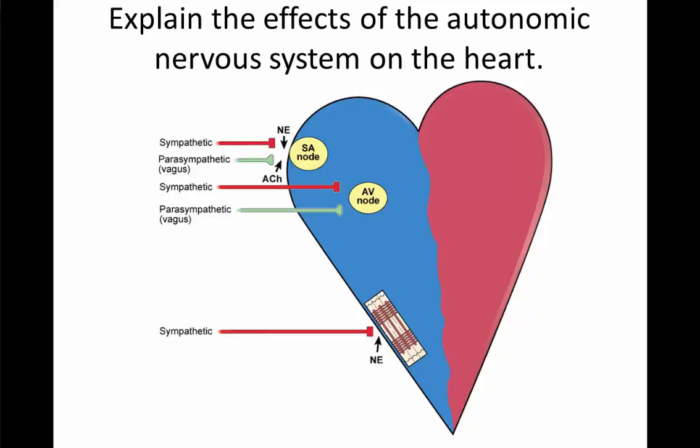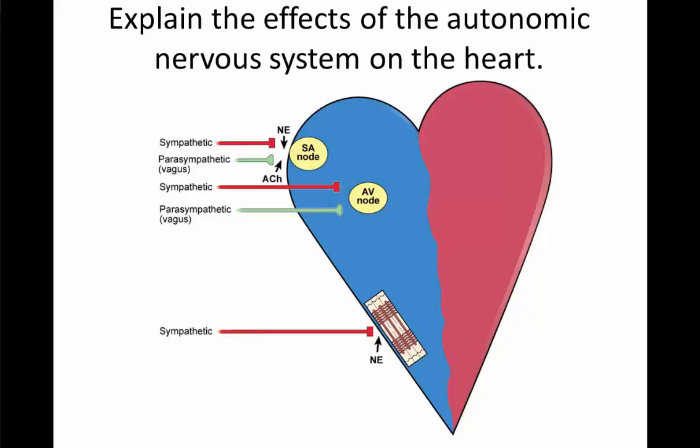The parasympathetic system only triggers the SA node and the AV node, and it does the opposite of the sympathetic fight or flight response. It is the rest and repair or rest and digest system, and ultimately it will tell the SA node and the AV node to slow down, decreasing the heart rate.